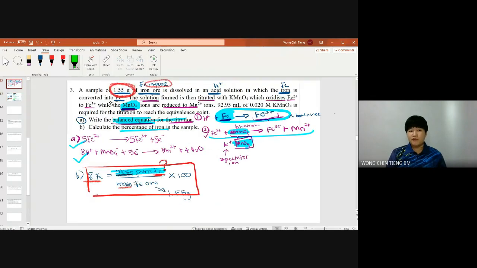When you have 1.55 gram of iron ore, dalam ni ada Fe, dalam ni ada batu, ada pasir. Tapi siapa yang akan react dengan asid? Fe sahaja. Yang akan react dengan asid hanya Fe dan hanya Fe yang boleh tukar jadi Fe2+. Betul? So kita buat daripada belakang. So ada MnO4 yang react dengan Fe2+, so dapatkan Fe, daripada Fe2+, kamu cari Fe. So maka duduk kat mana?